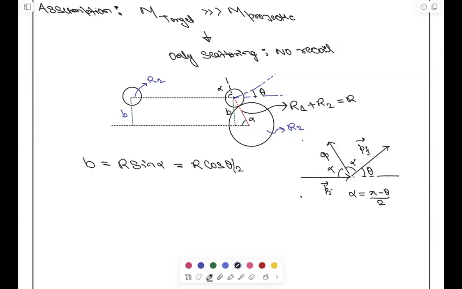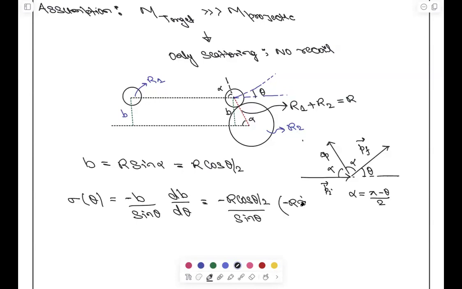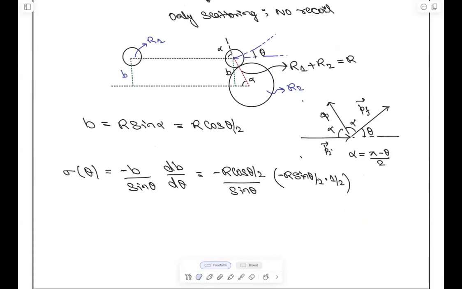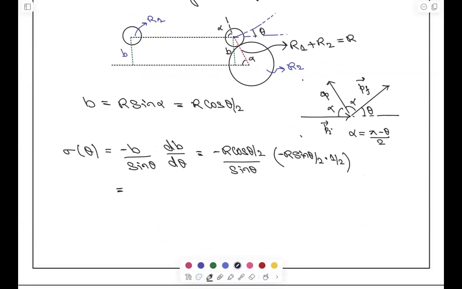Now what will be sigma theta? Sigma theta we have defined as minus b by sin theta times db by d theta. Tell me quickly, what did you get? So b is R cos theta by 2, upon sin theta. What is db by d theta? It will be minus R sin theta by 2 into half. Yes or no? So plus, plus, cancel. See what comes: it is coming out to be R square by 2 over sin theta by 2 cos theta by 2. You will see a very, very beautiful thing.